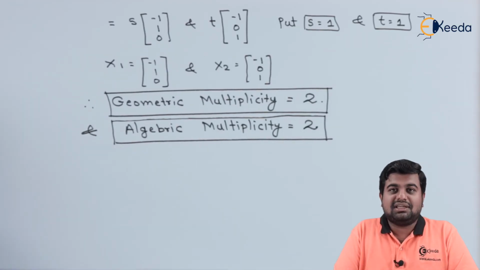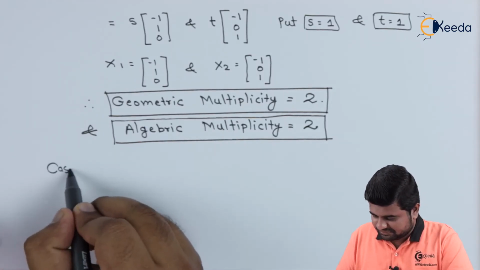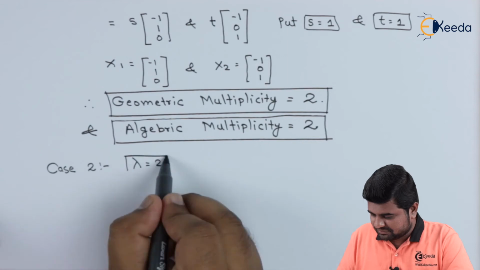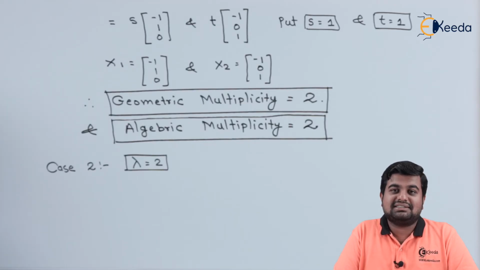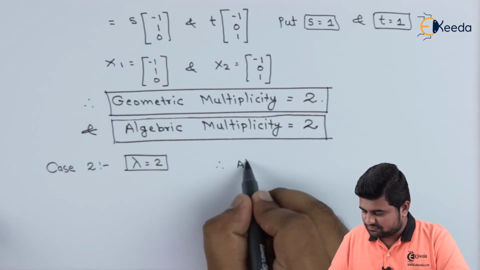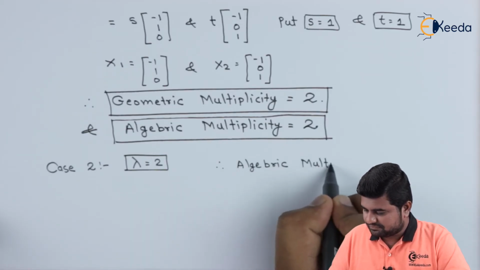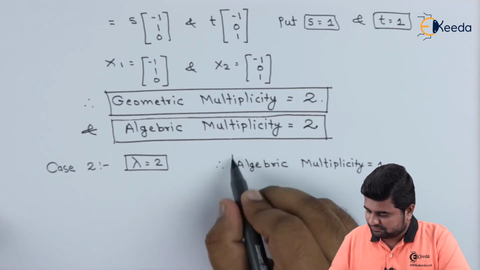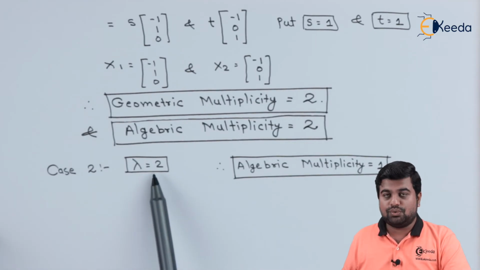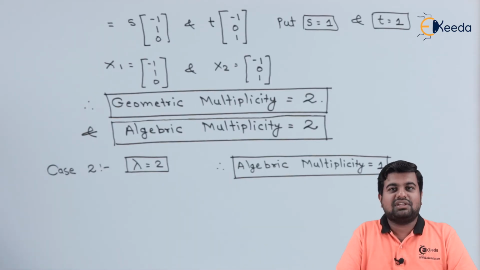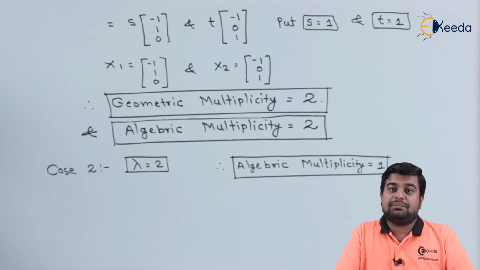Now let us focus on the remaining eigenvalue, which is lambda is equal to 2. Since lambda is equal to 2 has got repeated only once, the algebraic multiplicity is equal to 1. In case 2, we have got lambda is equal to 2. Lambda is equal to 2 has got repeated only once. Therefore we say the algebraic multiplicity of lambda is equal to 2 is equal to 1.